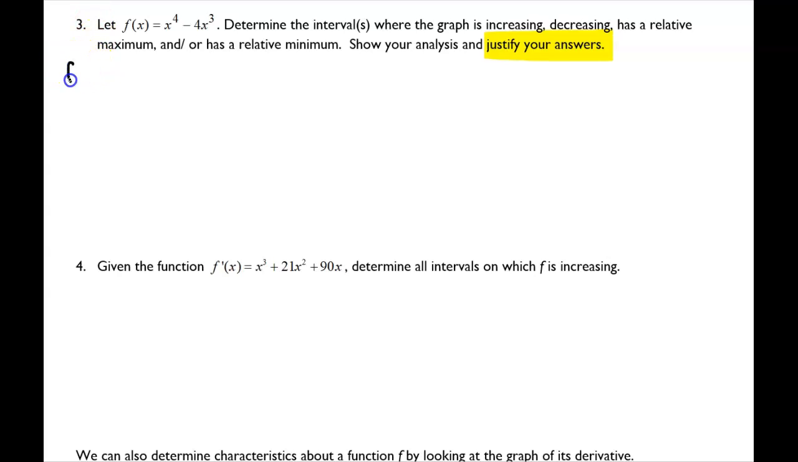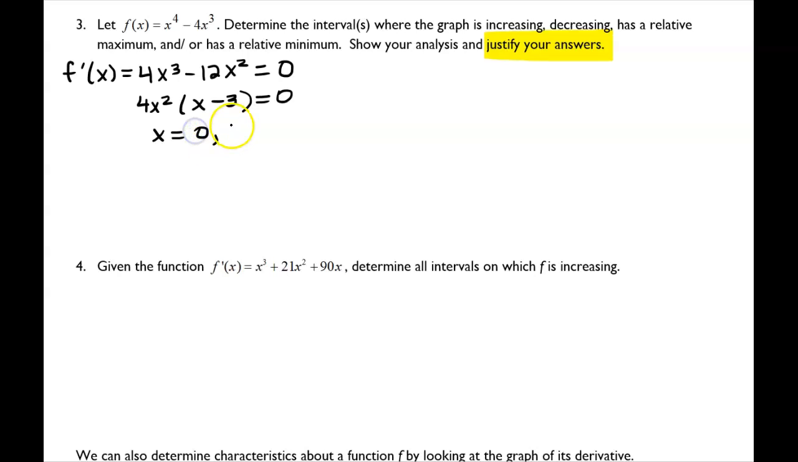All right, so our first step, we find our derivative. F prime of x is 4x cubed minus 12x squared. We're going to set that equal to 0. This is a polynomial, so it will never be undefined. I can factor a 4x squared out of both terms, and I'd have x times x minus 3. And so my critical values are 0 and 3.